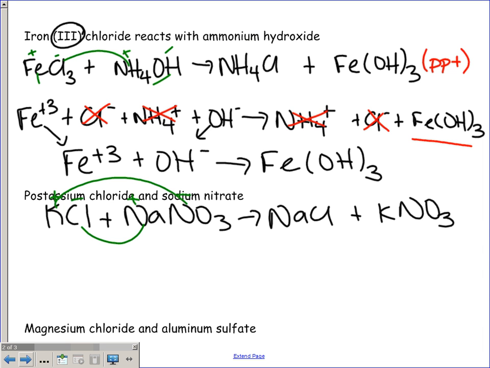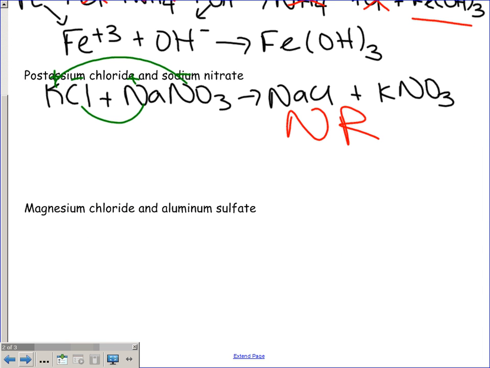Before I balance or worry about spectators, I need to figure out what forms a solid. Chlorides are listed under the first column of soluble. All chlorides, bromides, and iodides except silver, lead, or mercury. Well, so sodium chloride is soluble. Let's find nitrates. All nitrates, acetates, and ammonium are soluble. So neither sodium chloride nor potassium nitrate form a solid, which means that there is no reaction. I cannot write a net ionic equation for that reaction.